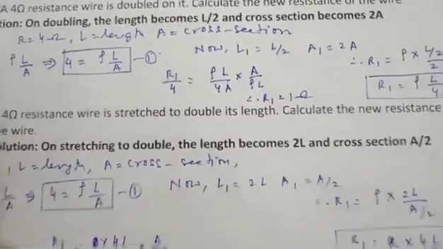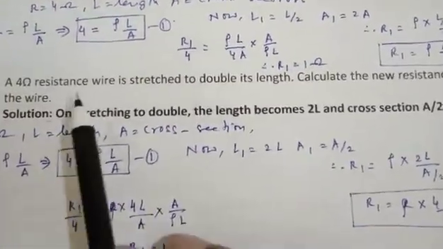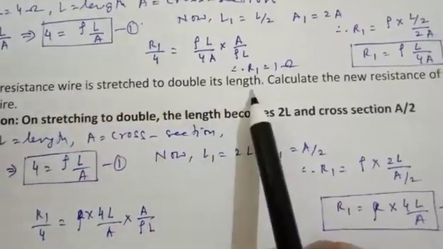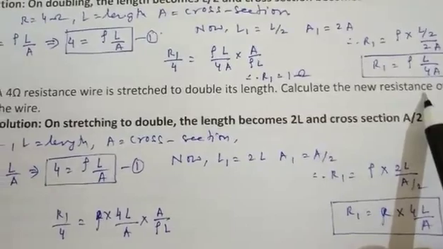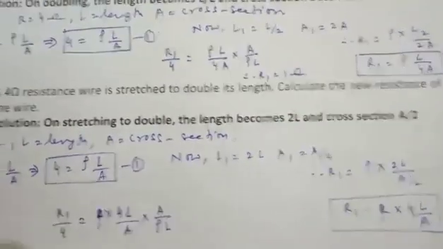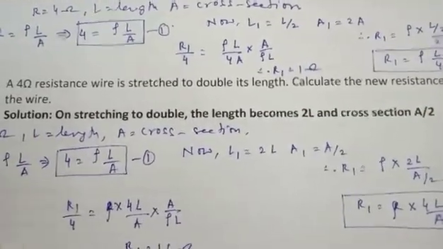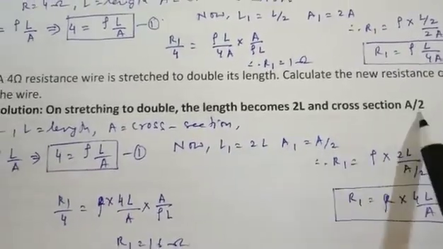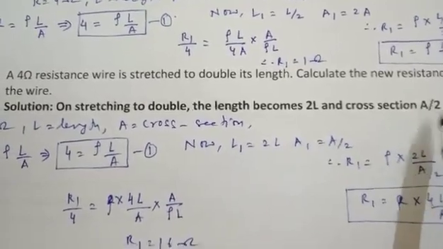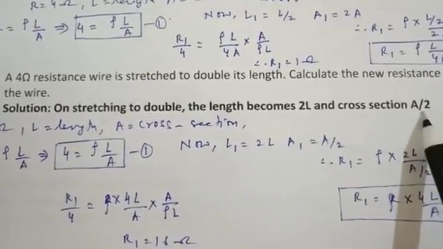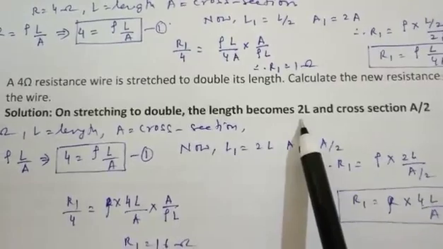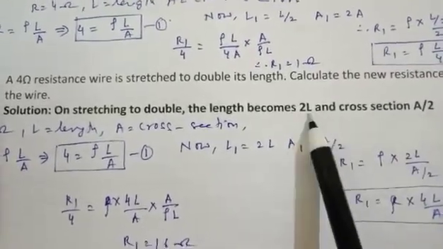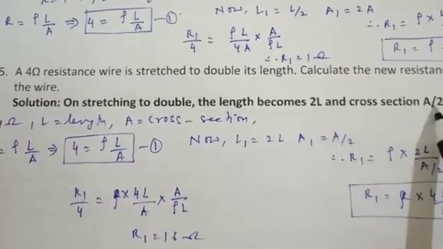Now the last pattern of the question is a wire of 4 ohm resistance is stretched to double its length. Calculate the new resistance of the wire. Now since it has been stretched to double its length, the length becomes twice and the area will become half. This is the thing you have to remember. If your stretching is twice, length becomes double, area becomes half. If your stretching is thrice, length becomes 3 times, area becomes 1/3.